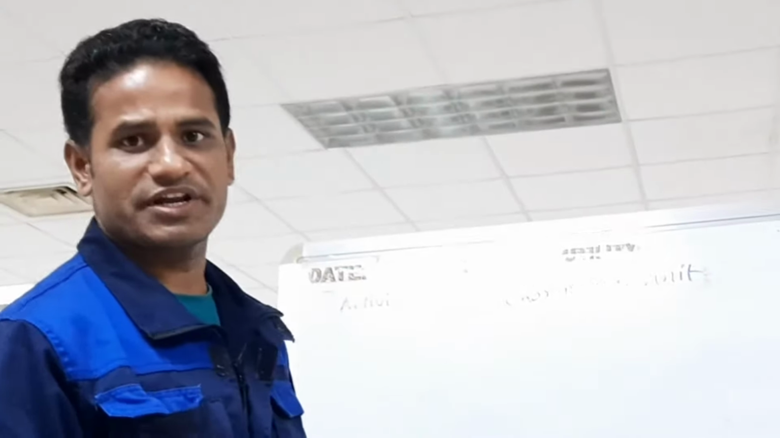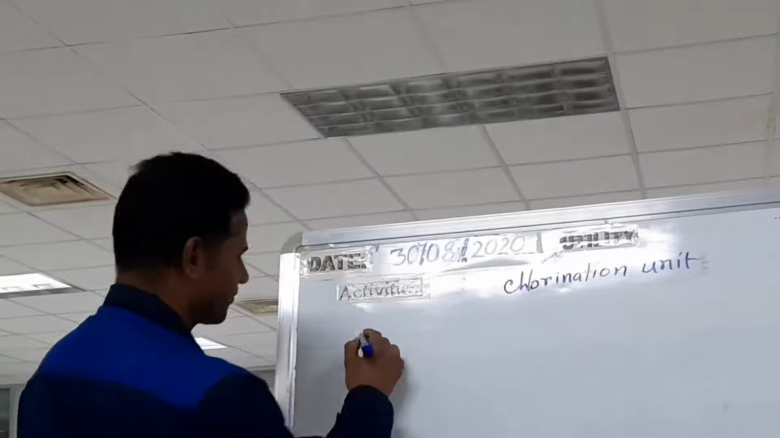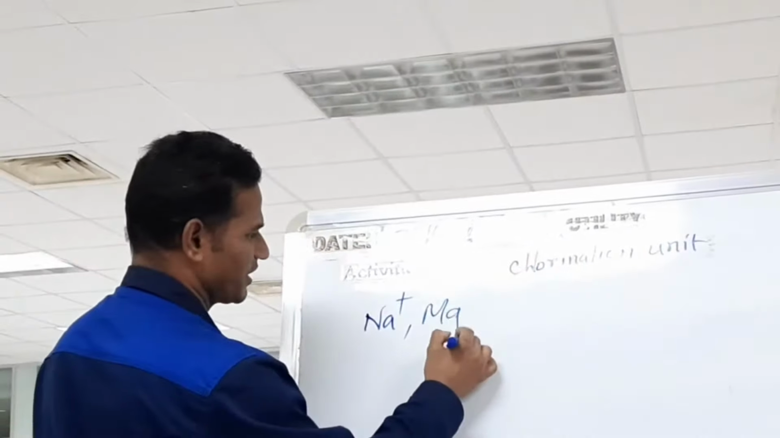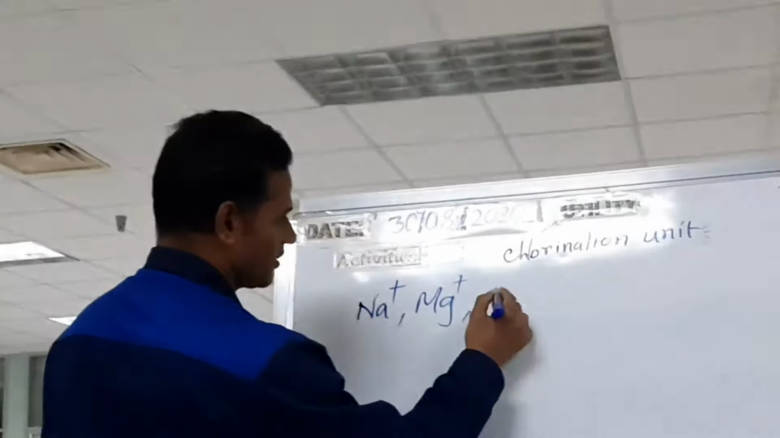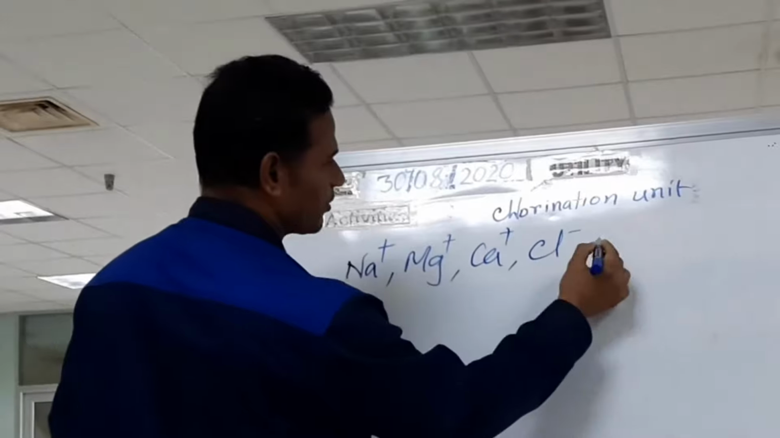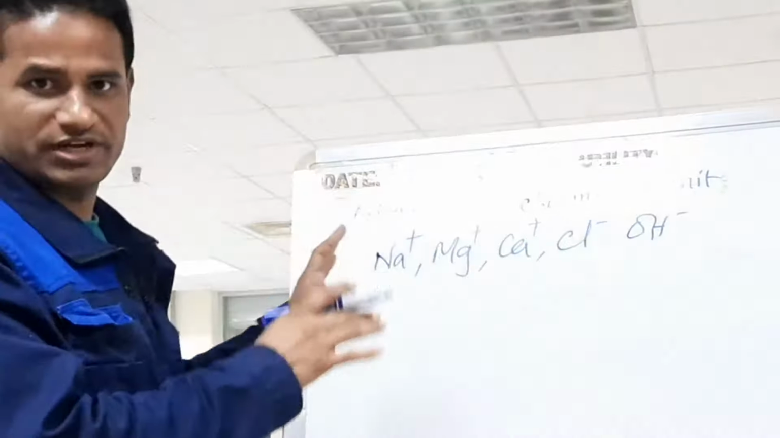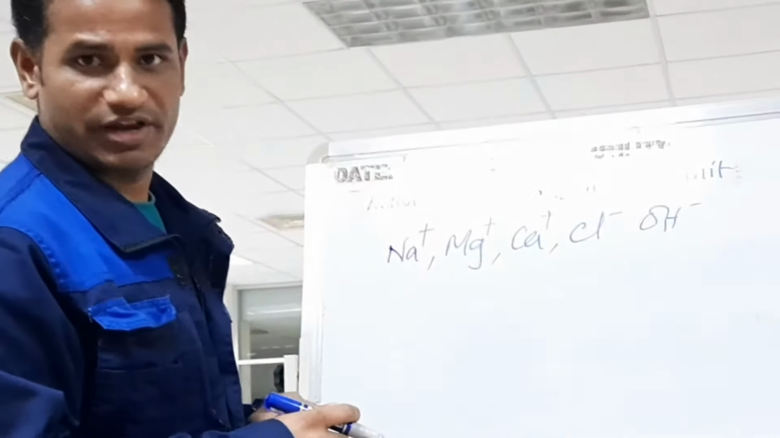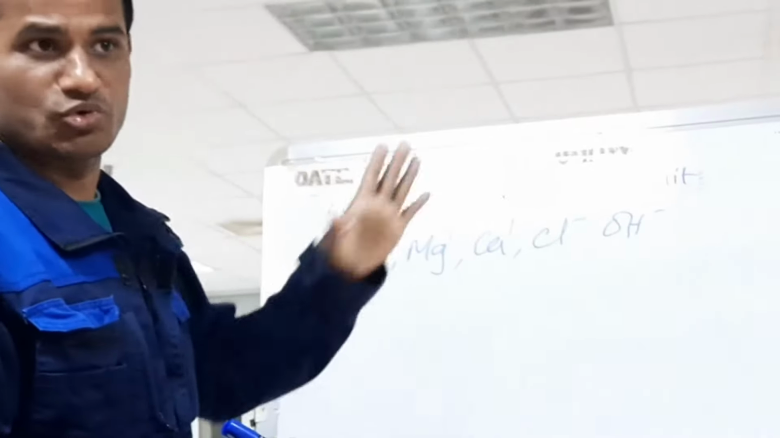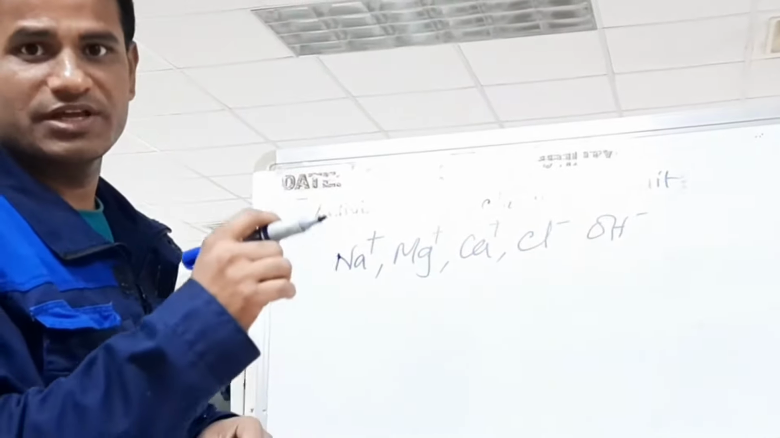But in the seawater there are some ions like sodium ion, magnesium ion, calcium ion, chloride ion, hydroxide ion. In the seawater, those types of ions are available. From those ions, we will produce chlorine. But we will not produce gaseous chlorine, we will produce liquid chlorine.